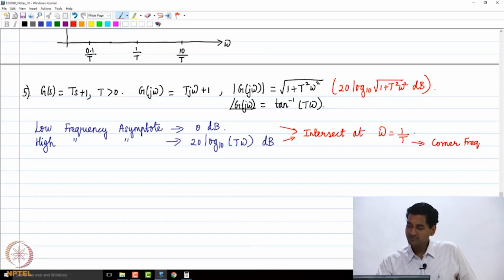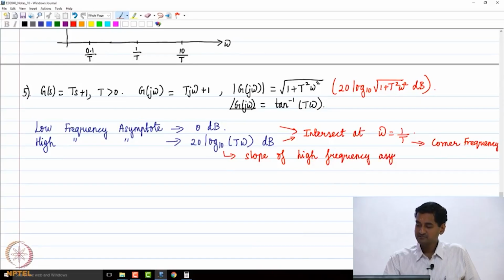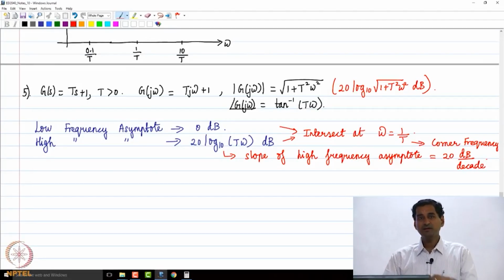Now, what is the slope of the high frequency asymptote? The slope of the high frequency asymptote is going to be plus 20 decibels per decade. That is also pretty standard. You repeat the same calculation, you substitute 10 times omega, you will get 20 plus 20 log to the base 10 of T omega. So, from omega to 10 times omega, you have an increase of 20 decibels. That is why the slope is 20 decibels per decade.